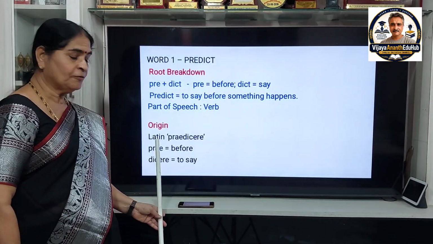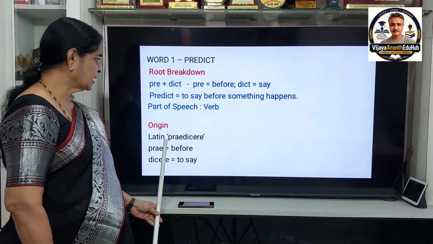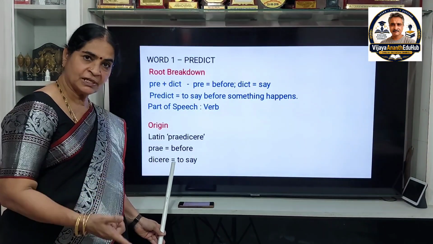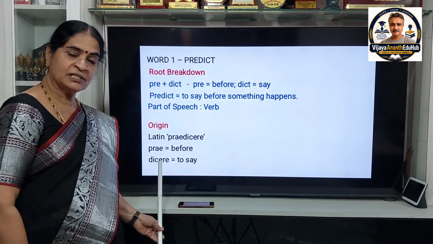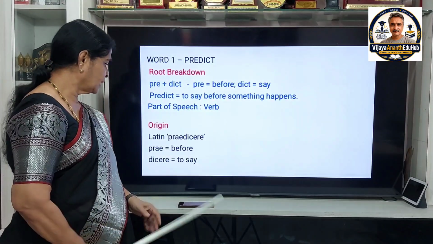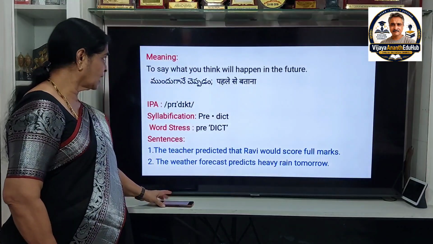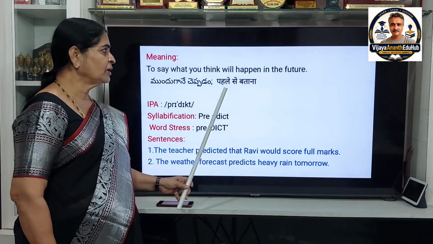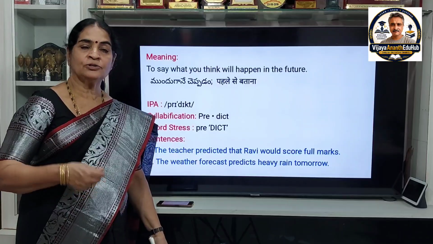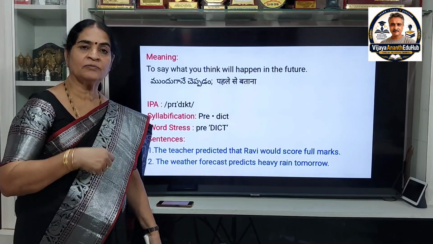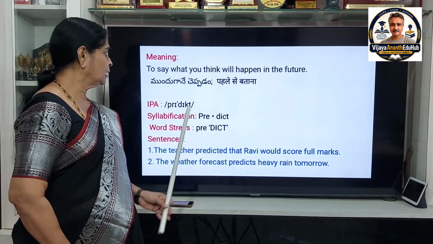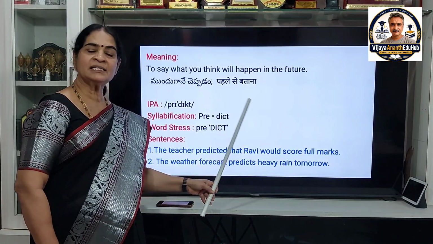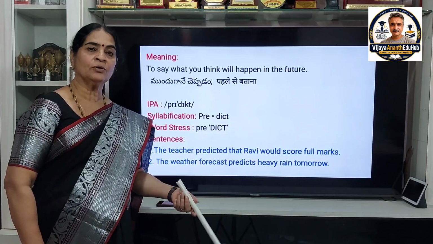And the origin of this predict is praedicare. Prae means before, dicare means to say. Once again, the meaning: to say what you think will happen in the future. Predict means to tell something that we think will happen in the future. In Telugu, mundugane cheppadam. In Hindi, पहले से बताना, जो भी आगे फ्यूचर में होगा उसको पहले ही बताना.